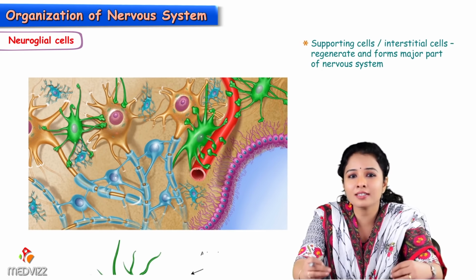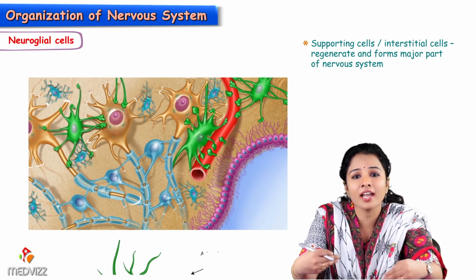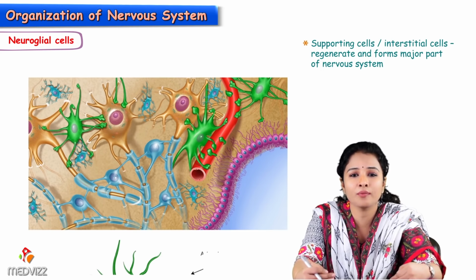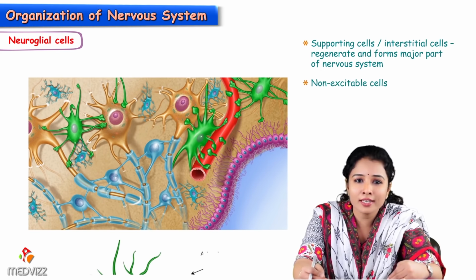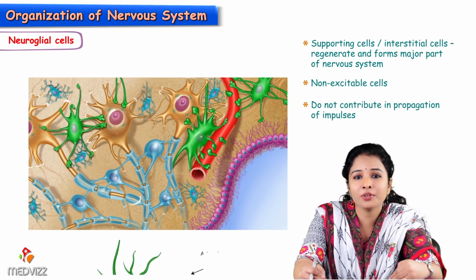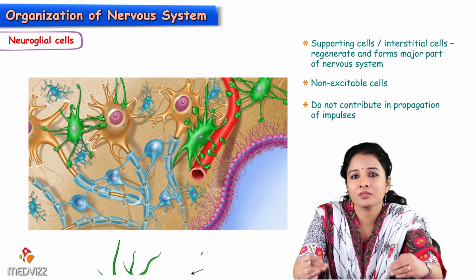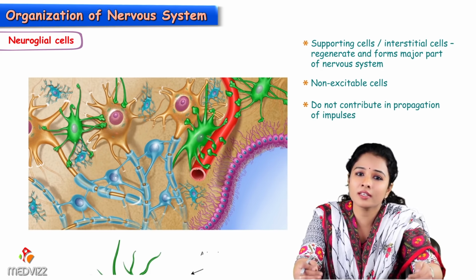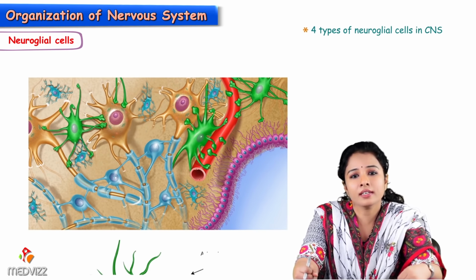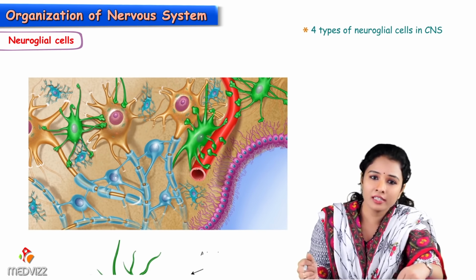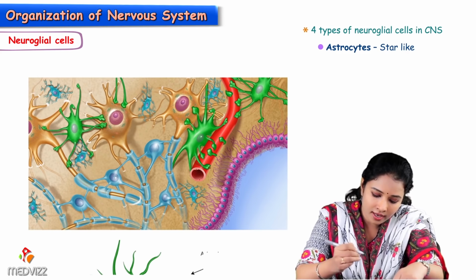Neuroglial cells are supporting cells or interstitial cells which are present in between the neurons and which can regenerate, meaning they have the capacity to divide, and they form the major part of the nervous system. These cells are non-excitable, so they do not contribute to the propagation of impulses, meaning they don't transmit information. They are just present around the neurons as supporting cells. Neuroglial cells are present in 4 varieties in the central nervous system.